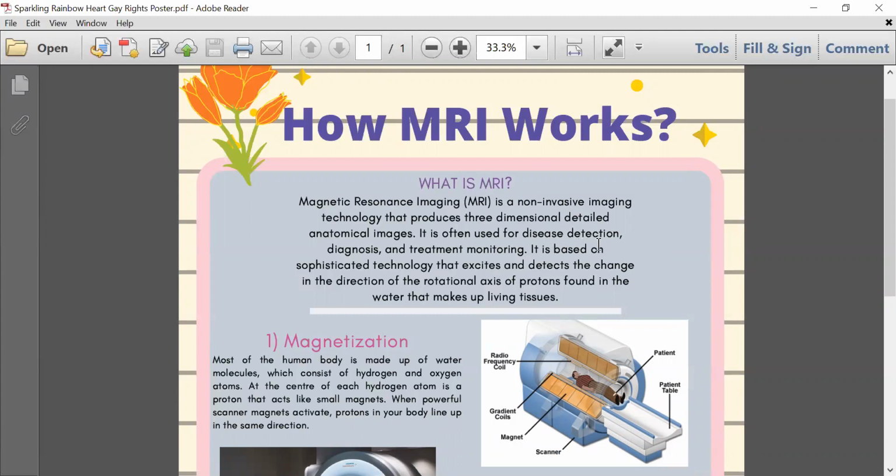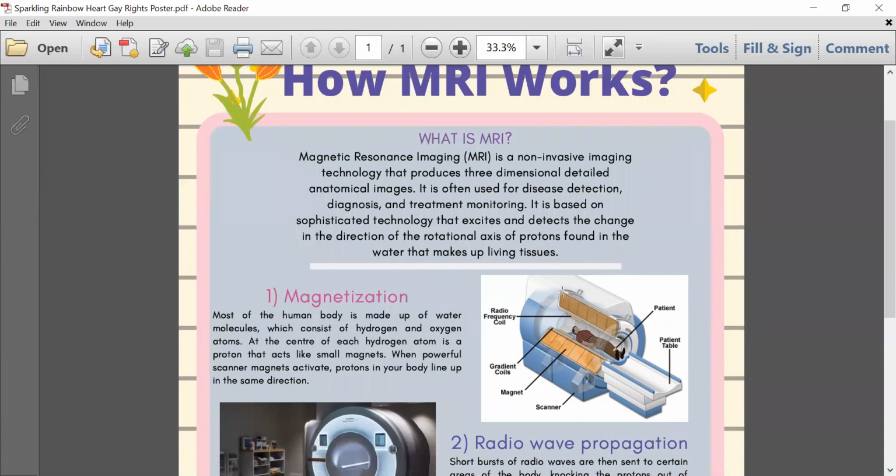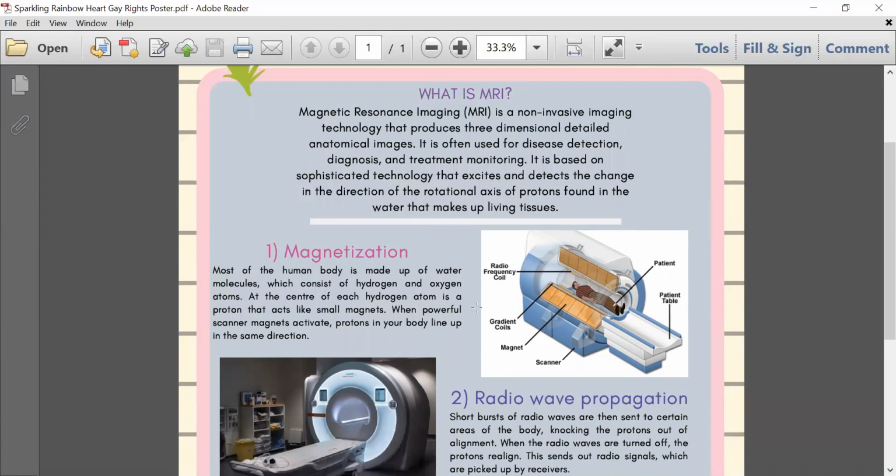It is often used for disease detection, diagnosis, treatment, and monitoring. In most cases in Malaysia, MRI is used for the detection of bone fractures and other things like involved joints. It is based on sophisticated technology that excites and detects the change in direction of the rotational axis of protons found in the water that makes up living tissue. For this statement, I will explain further in the following procedure of the MRI.